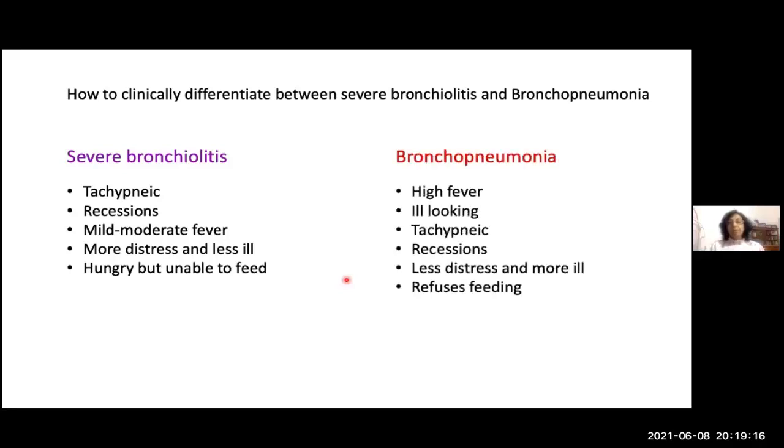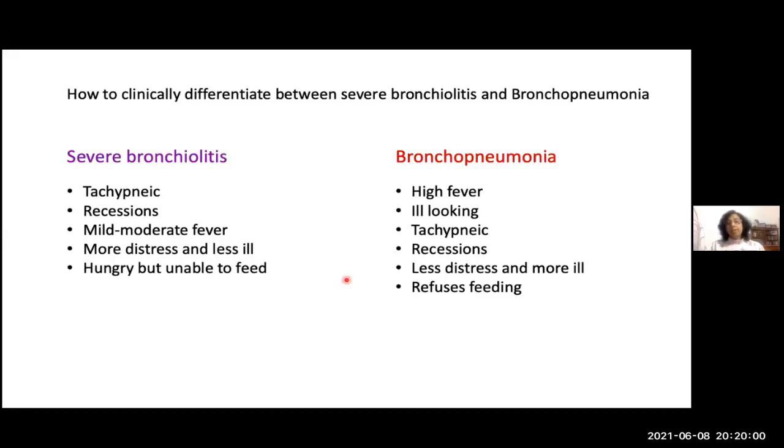In contrast, in bronchopneumonia, the babies tend to have very high fever and they are very ill looking. So the fever and the ill look go together. They are tachypneic as well. Recessions, it depends. Recessions may be more marked or average. Right? But remember, the subcostal recessions are more prominent in bronchiolitis. So looking at the child, they are less distressed but more ill. And they refuse feeding not because of the distress, but because they are too ill to feed.